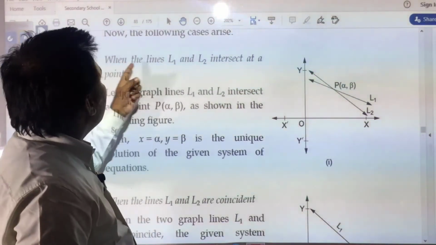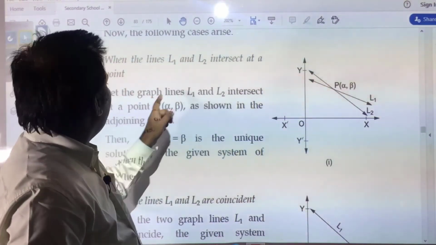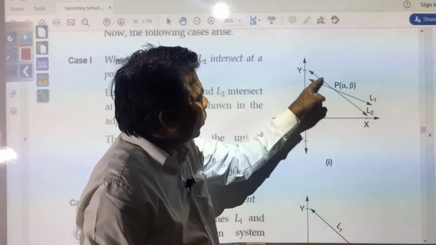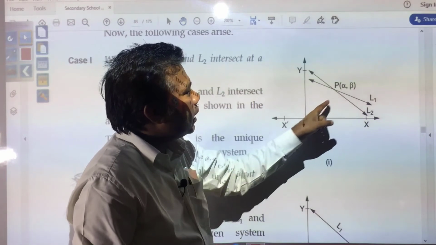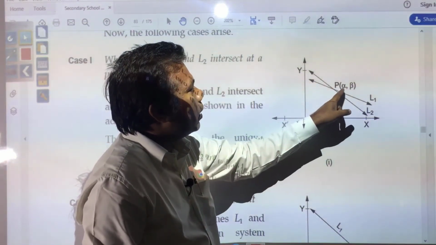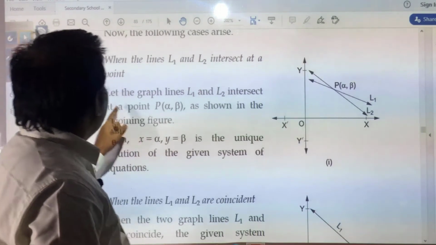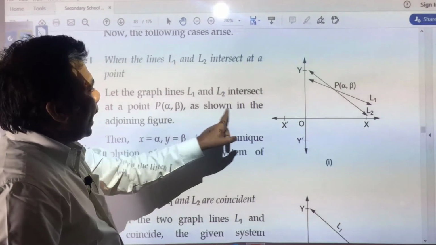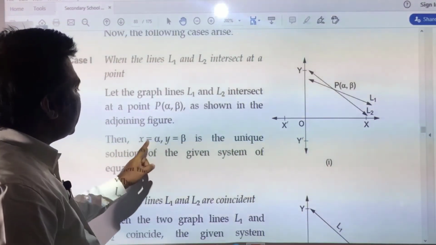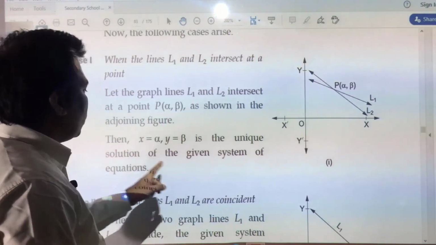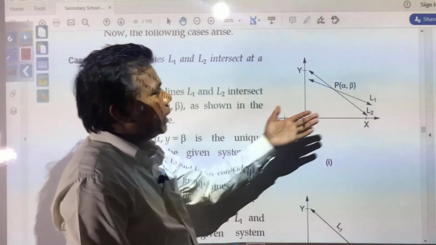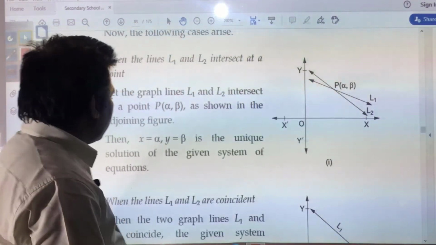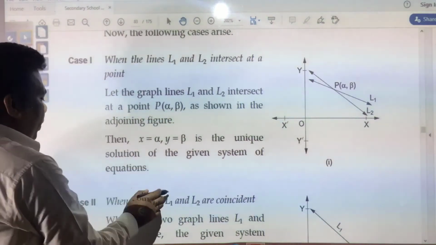Suppose in this graph, this is your L1 and this is your L2, and they intersect at point P, where the coordinates are alpha and beta. Let the graph lines L1 and L2 intersect at a point P(alpha, beta) as shown in the adjoining figure, then x = alpha and y = beta is the unique solution of the given system of equations. In this case, you will get a unique solution. One solution you will get, x = alpha and y = beta.